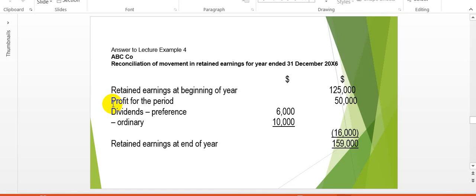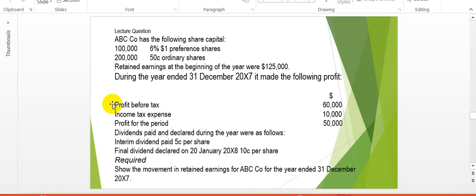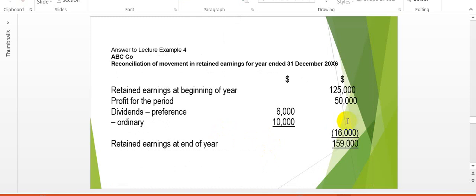The preference dividends are part of the finance costs. Preference dividends do not come out after tax, although they are recorded in the statements under the retained earnings. So 6% of 100,000 gives us 6,000. So that's 6,000 there.